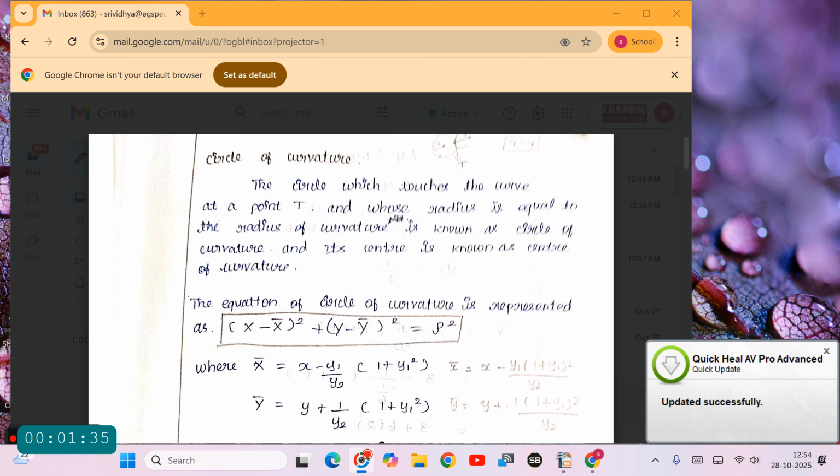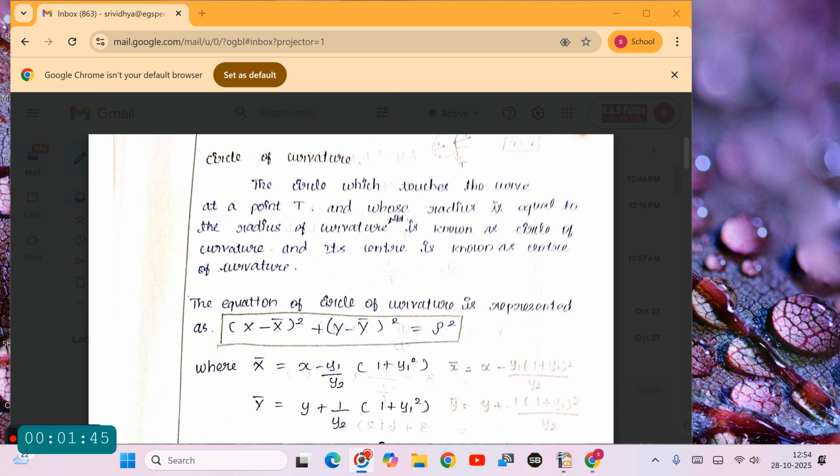Before moving to the actual equation, first we have to define what x bar and y bar are. I already told you that they represent the center of curvature, and they are defined by x bar is equal to x minus y1 divided by y2 into 1 plus y1 square, and y bar is equal to y plus 1 by y2 into 1 plus y1 square.